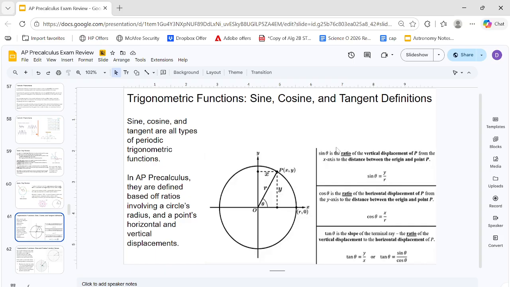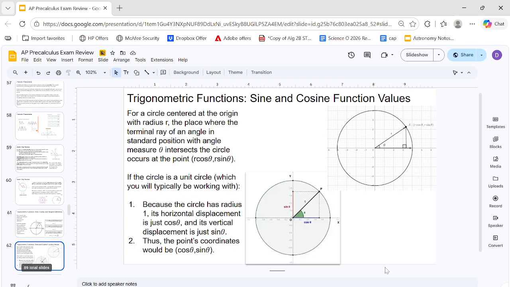Alright, so sine is the ratio. If you have this point, you know its vertical and horizontal displacements. You know its distance from the origin, and you know the angle. The sine of that angle is the ratio. It's the y, which is the vertical displacement, over the radius, which is the distance. Cosine is the horizontal displacement over the distance. And tangent is the vertical over the horizontal. So it's the slope of the terminal ray. And it's also sine theta over cosine theta.